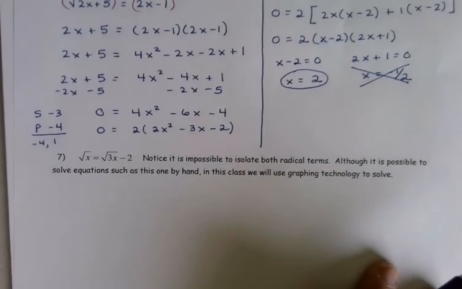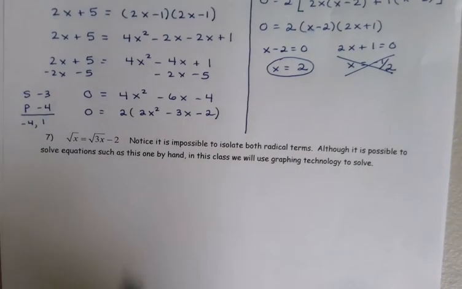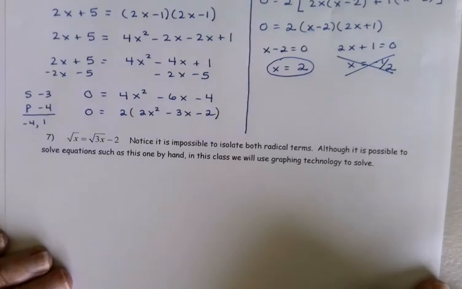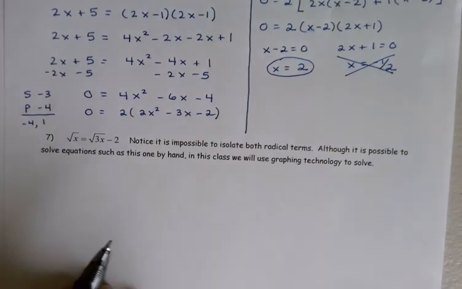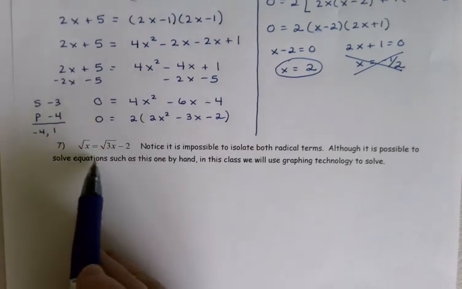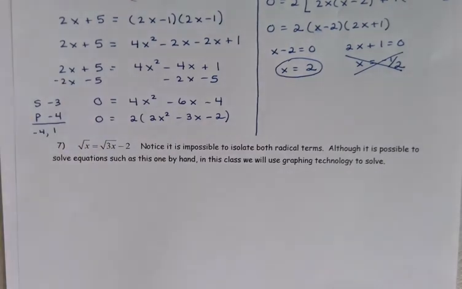One last example. At number 7, we have the square root of x is equal to the square root of 3x minus 2. Notice that it's impossible to isolate both radical terms. No matter what, you're always going to have either a subtract 2 on this side, or else I'd have to bring it over and make it an add 2 on the other side.